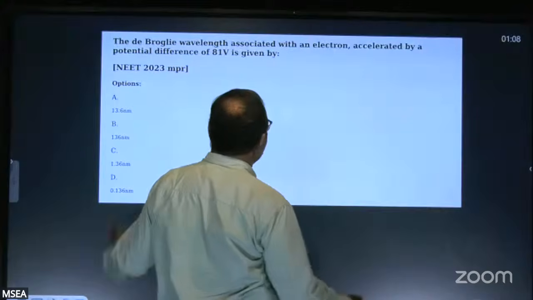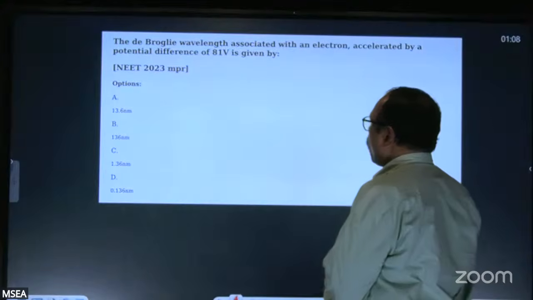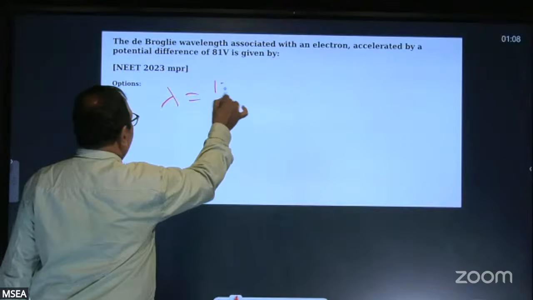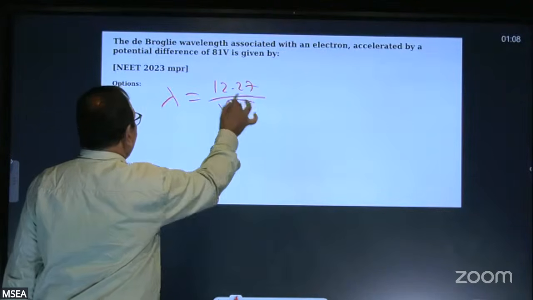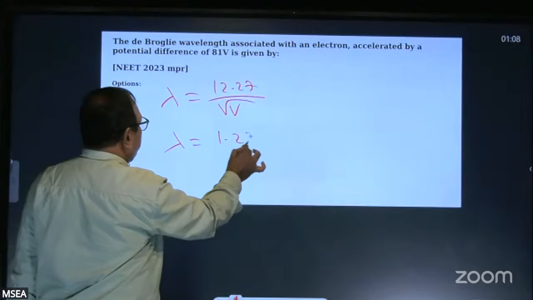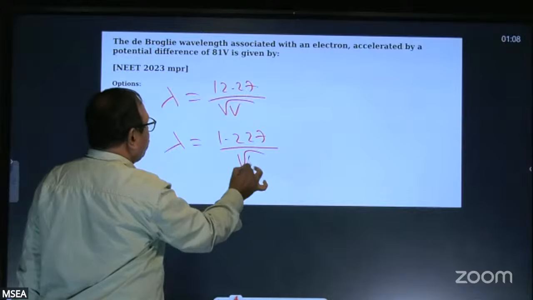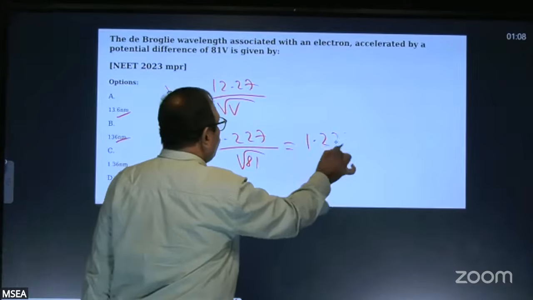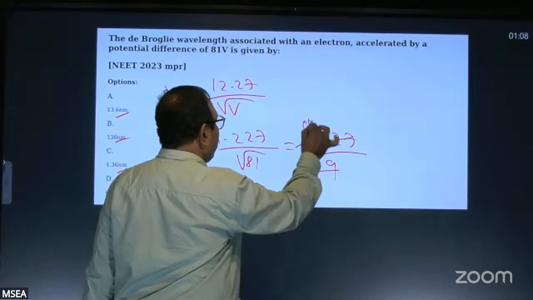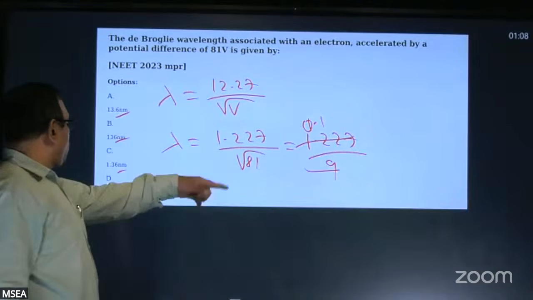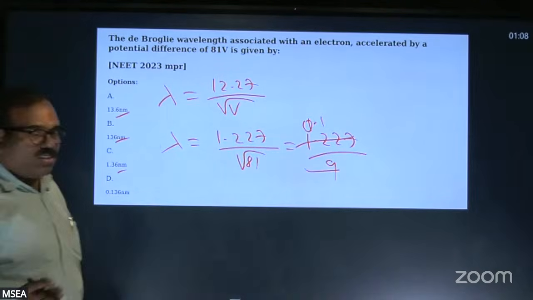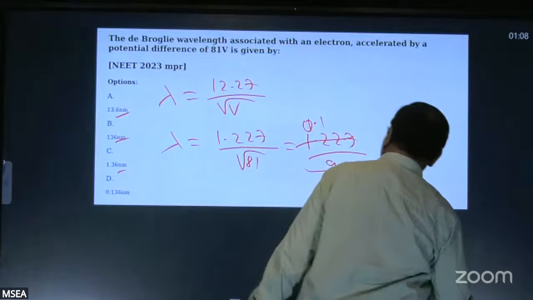Let us take, this is also the same thing. The de Broglie wavelength associated with an electron. Electron means we can take 12.27 divided by root V. As it is given in nanometers, therefore lambda is equal to 1.227 by root of 81. Simply 1.227 by 9. So we can get 0.1 something. Yes, this is the fourth option. Understood this one? Yes. So let us come to another one.